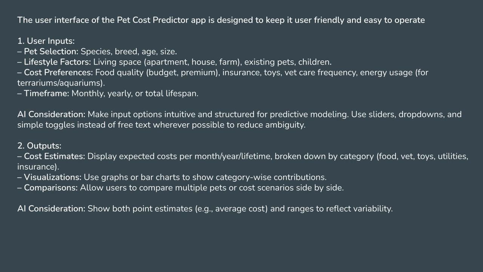2. Outputs: cost estimates. Display expected costs per month, year, lifetime, broken down by category: food, vet, toys, utilities, insurance. Visualizations: use graphs or bar charts to show category-wise contributions. Comparisons: allow users to compare multiple pets or cost scenarios side by side. AI consideration: show both point estimates, e.g. average cost, and ranges to reflect variability.